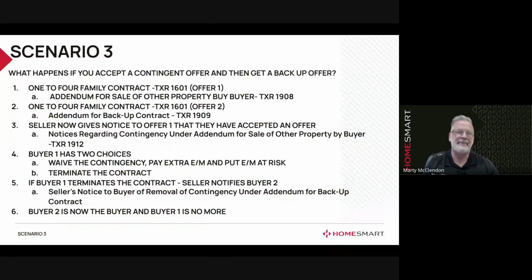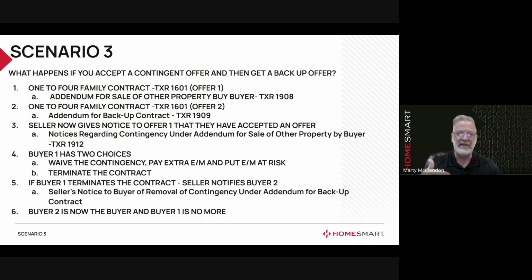Here's the fun one. So if we accept a contingent offer, the seller said, hey, I take the offer, you can sell your house, we're good to go. We've got the 1 to 4 family contract. We've got the addendum for sale of other property. We are in status of pending, continue to show. Okay. Another buyer comes along and they say, you know what? I want to buy this property. We're going to put in a backup offer on this property and negotiate with the seller. So we trigger the seller's responsibility and right to give the first buyer a bump notice.